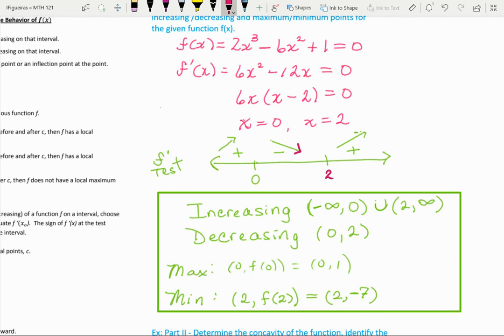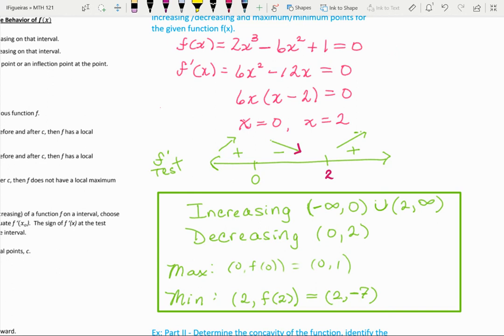So this also means that we have both a maximum and a minimum value. So we have a maximum at 0, and when x is 0, your y value is 1. And we get the y value by plugging it back in here, in your original function. So if you plug in 0 into the original function, you get that the y value is 1. So that's our maximum value.